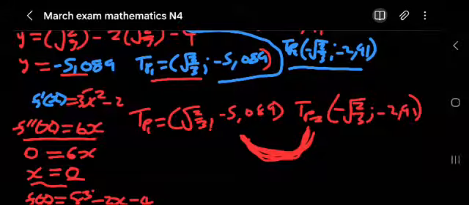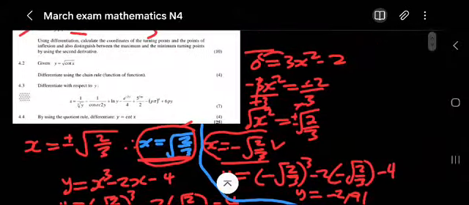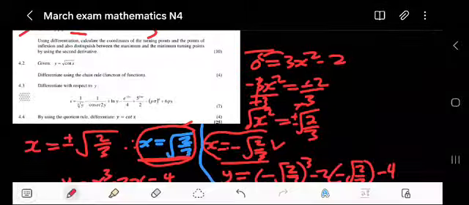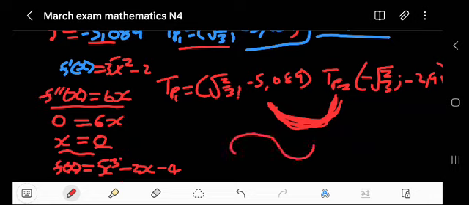How can we get that? They said distinguish the minimum and the maximum turning point. Please tell us which one is the maximum and the minimum. How can you tell? Because we've just calculated, we don't know. We want to know which one is the maximum and which is the minimum point.